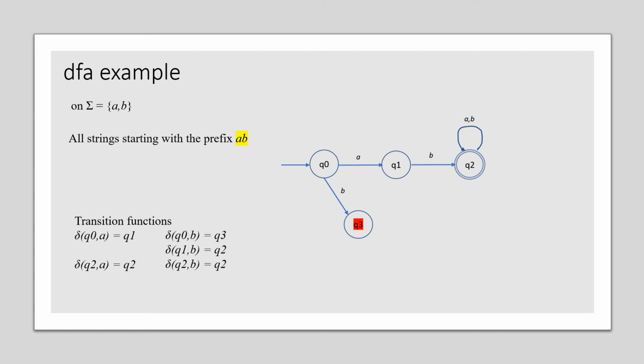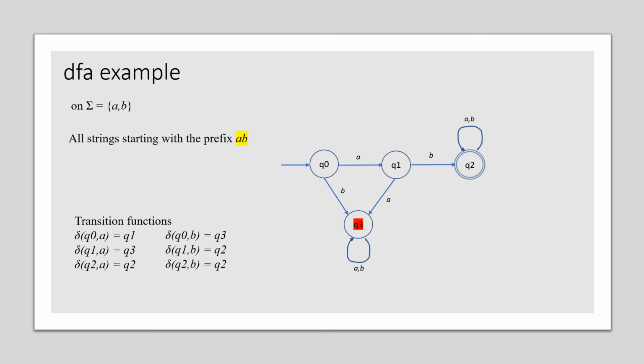Now what if I'm in Q1, what if I get an A and then I get another A? Well, it can't start out with AA. It has to start out with AB. So if I make it from Q0 to Q1 with an A, but then I'm in Q1 and I get another A, that means my string will begin with AA. So that also will lead to the trap state.